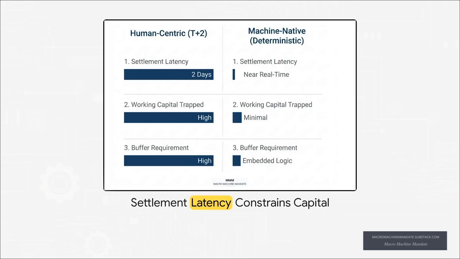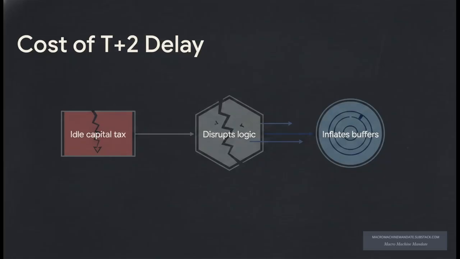Forcing a millisecond speed machine to wait 2 days for money to clear is literally like forcing a Formula One race car to sit in rush hour traffic. It severely throttles capital velocity. So what does this T+2 delay actually cost us?